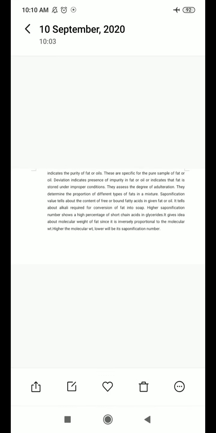Saponification means soap formation, foam formation, foaming. Do you know about detergents and so on? In that, foam formation takes place. Saponification is somewhat like that, foam formation.